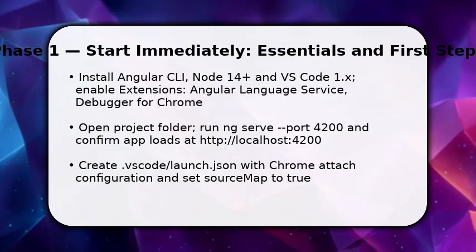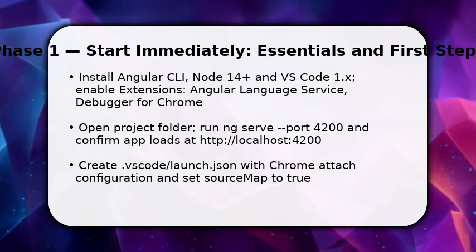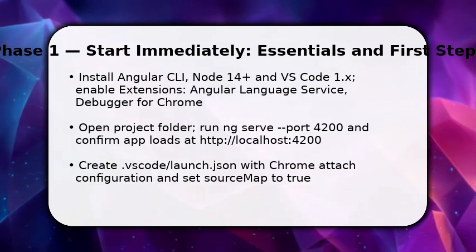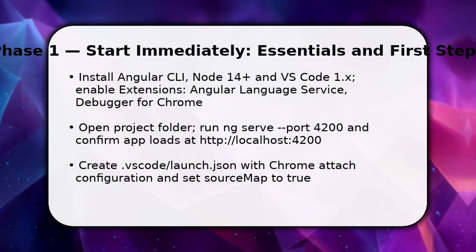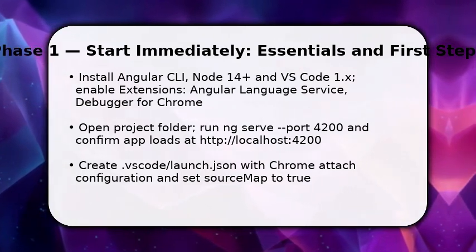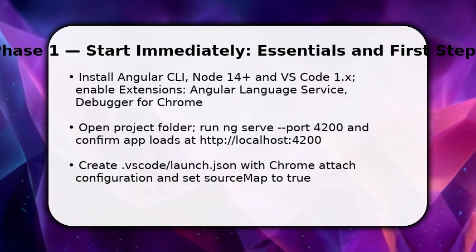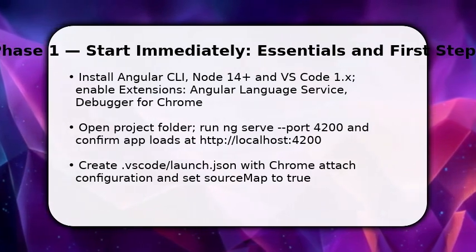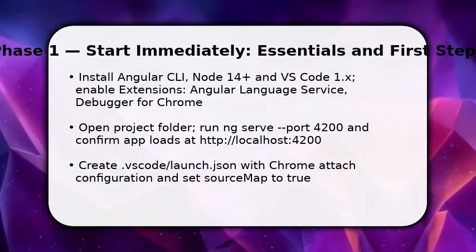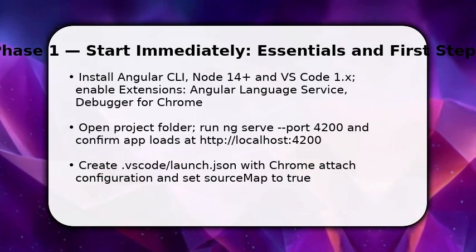You start by confirming essential tools, Node and Angular CLI plus VS Code extensions. Open the project, then run ng serve on port 4200 so the app is live. Once done, create a .vscode/launch.json using a Chrome attach or launch entry and ensure source map is enabled.